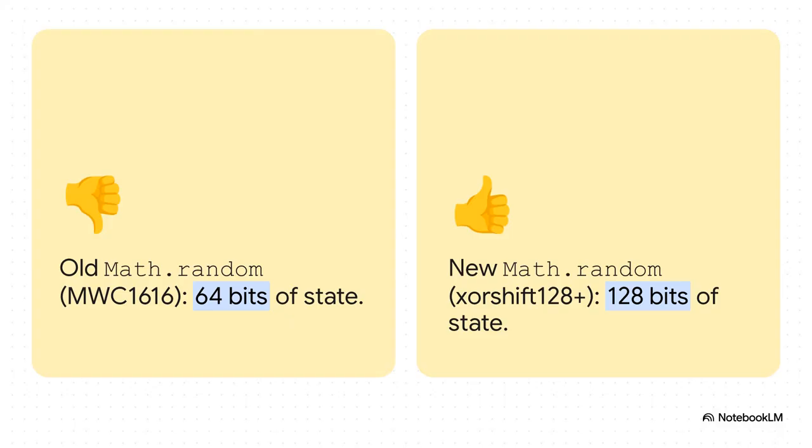The first and most obvious upgrade was the state size. It doubled from 64 to 128 bits. Now, that might not sound like a huge leap, but because we're talking about exponents, it doesn't just double the complexity, it increases it by a factor of, well, billions. It makes the generator's internal state vastly more difficult to predict.